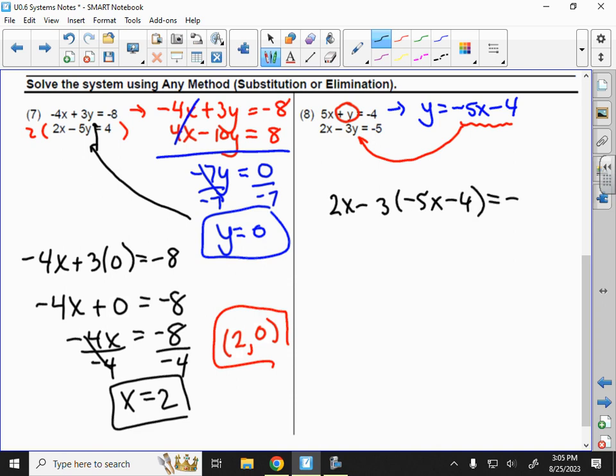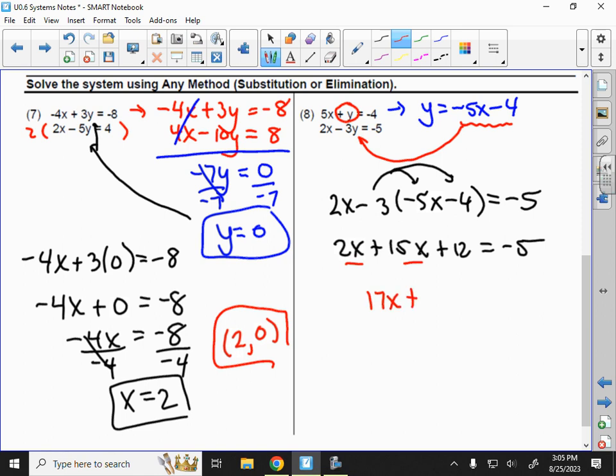Again, you could have used elimination, because it said use any method. All right, so distributing the negative 3 in. All right, combining our terms, so it's 17x. Subtract 12. Divide by 17. x equals negative 1.